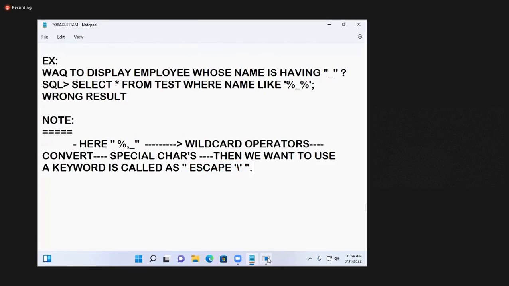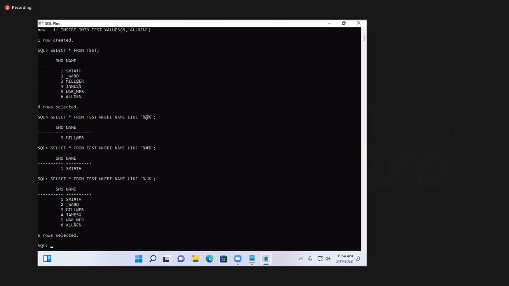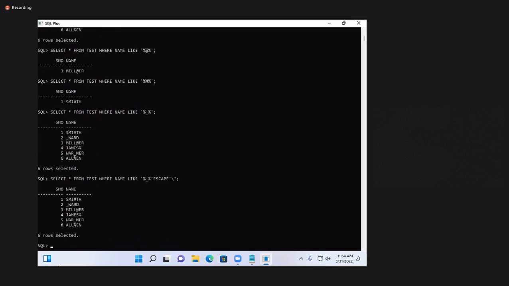And now how I want to write here, observe. The same thing here, like we saw, and write like this: percentile, underscore, percentile, and close, and you have to use your escape and slash. So when you add this keyword along with my wildcard operator, but still, you can see it was showing some wrong result.